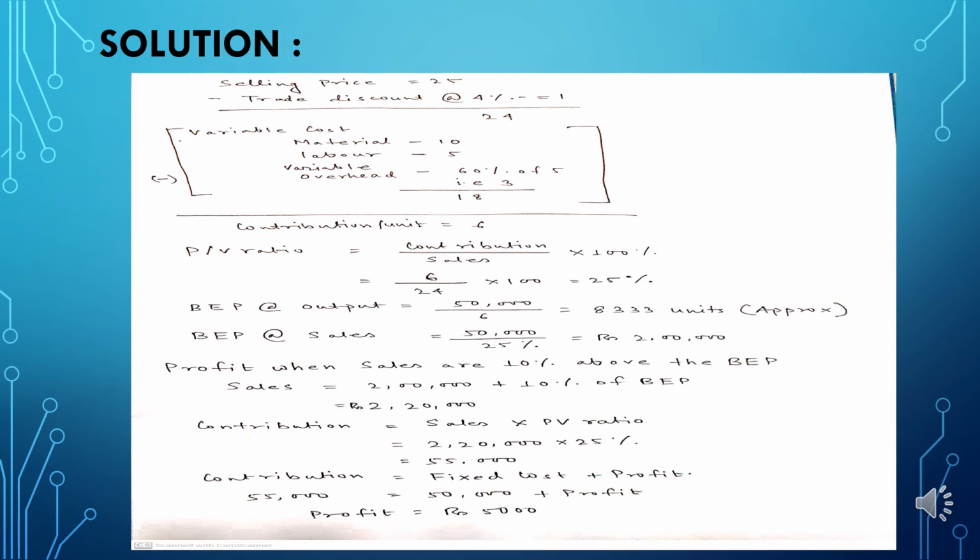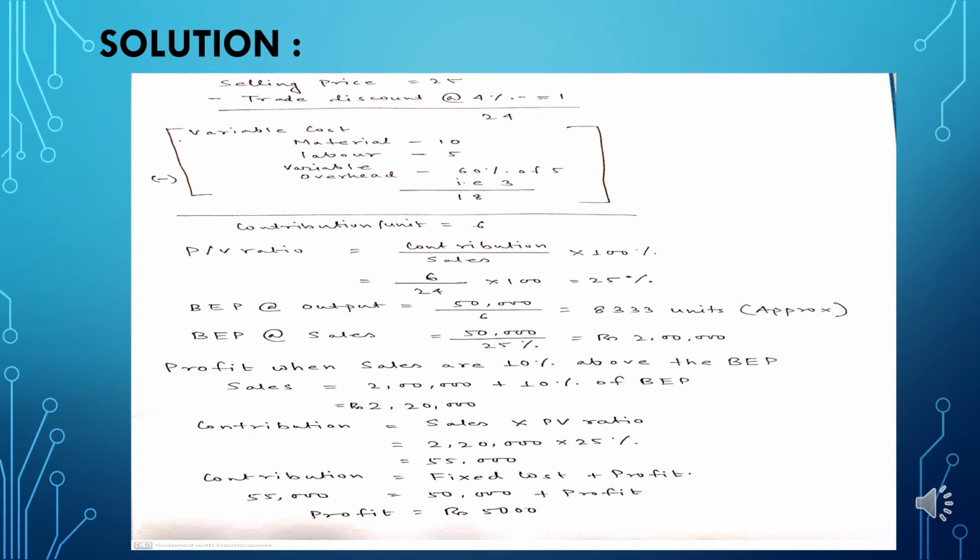So it was mentioned that we need to find out the profit as well if the sales figure is 10% and 25% above the break-even point. I'll show you one particular calculation here, where we need to find out the profit when the sales figure is 10% above the break-even point. So sales at break-even point, we have calculated to be 2 lakh, and if I add that 10% extra to the break-even point sales figure, we obtain the value of 2,20,000.